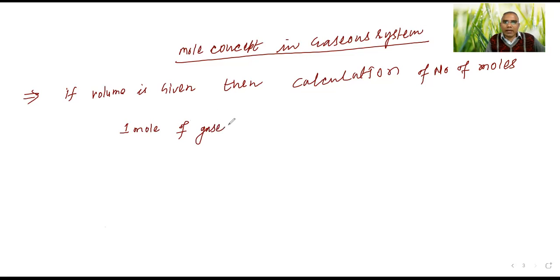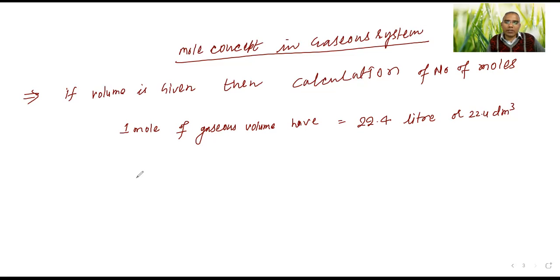Okay, gaseous volume. 1 mole of gaseous volume contains how much? 1 mole of gaseous volume contains 22.4 liter. You can write it like that, or you can also write 22.4 decimeter cube. That is also the same concept, dm cube means the same.